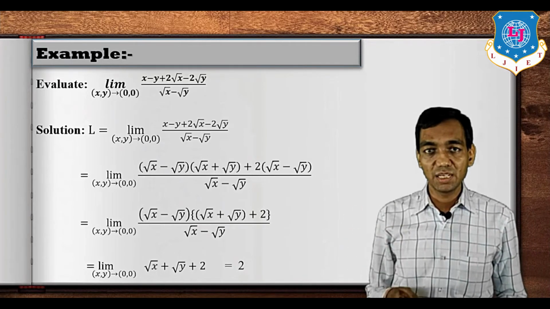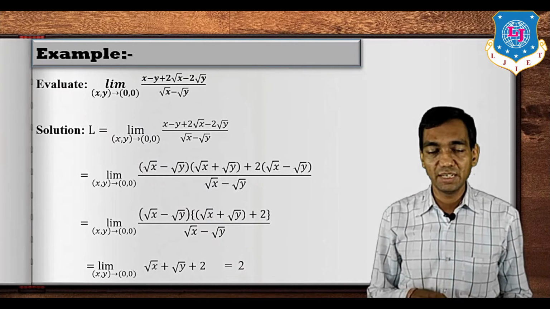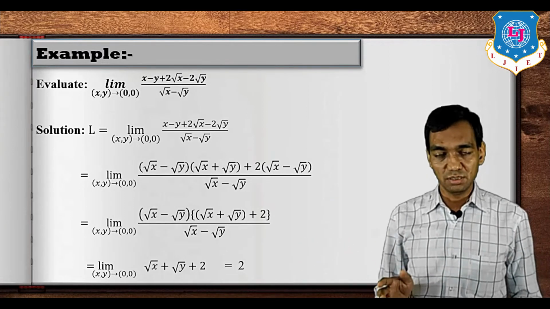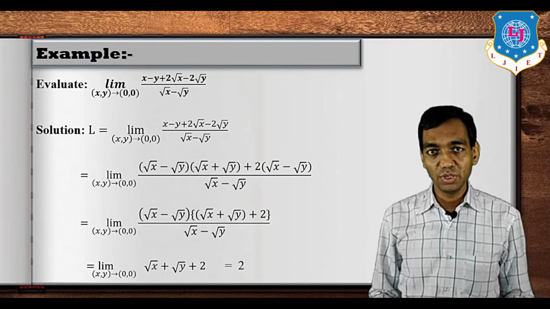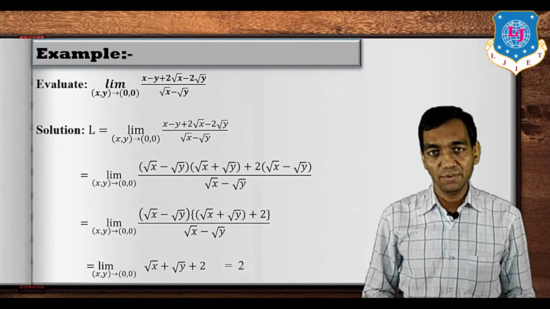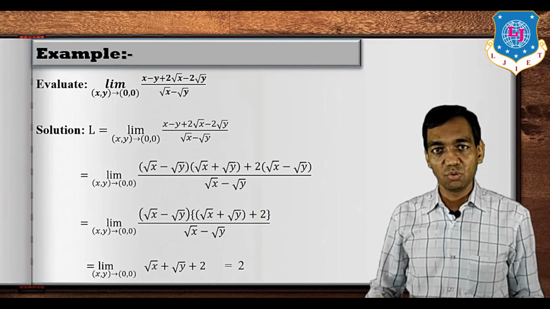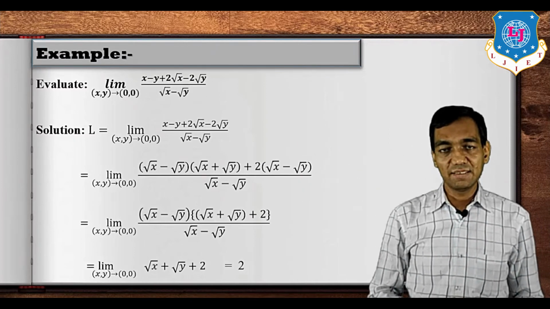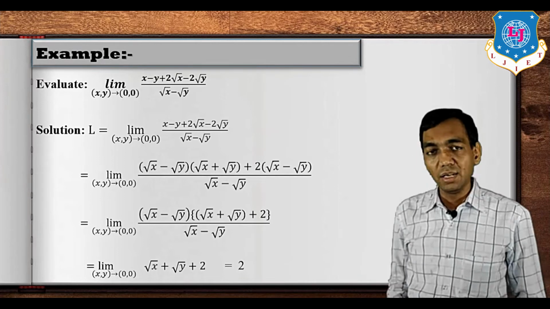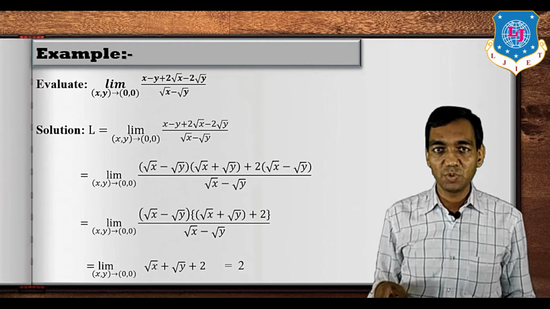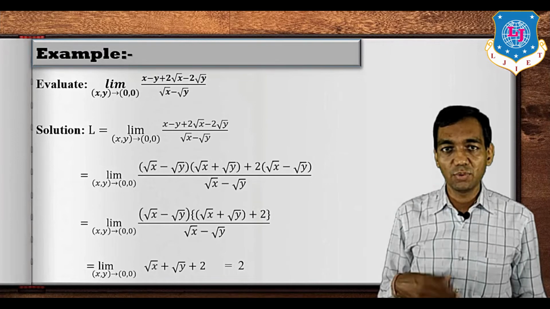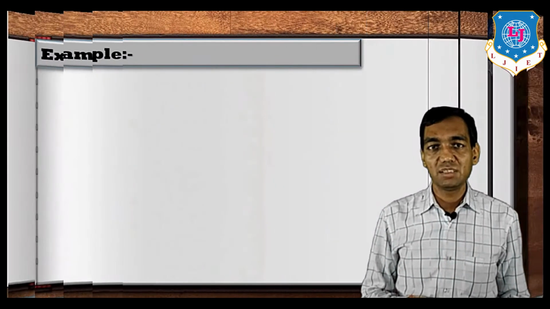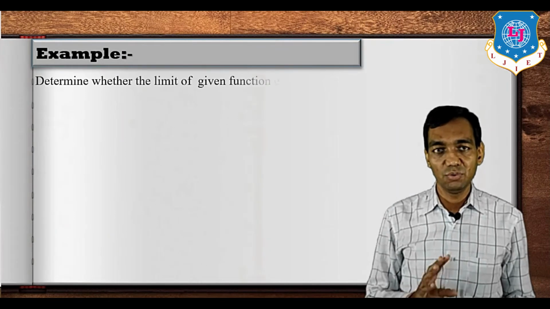Now x minus y, we are going to factorize in the form of root x minus root y into root x plus root y. And from the second two terms, we are going to take 2 common, which will give you 2 into under root of x minus under root of y, divided by root x minus root y. So root x minus root y will be common from the numerator and will cancel with the denominator, and the remaining term is root x plus root y plus 2. If you put the limit (x, y) to (0, 0), then you will have the answer 2. That means the limit exists and it has a value 2.